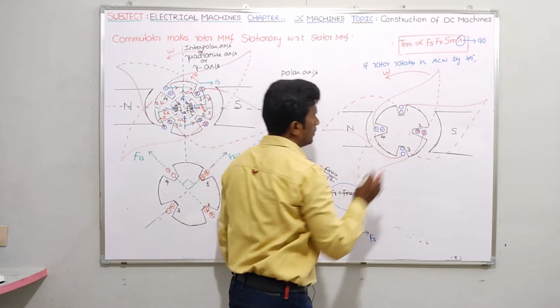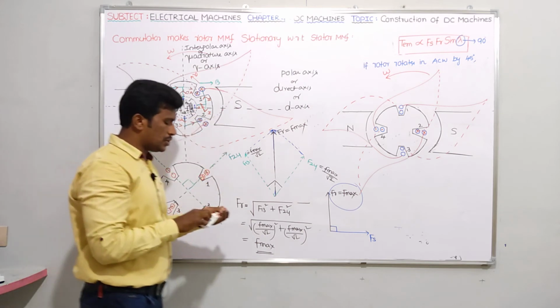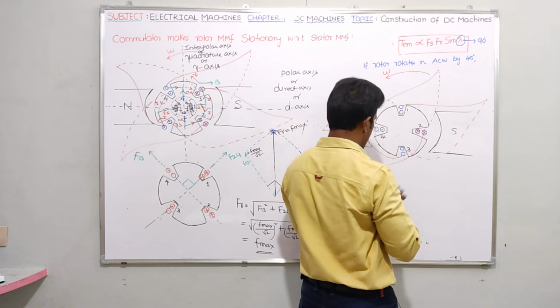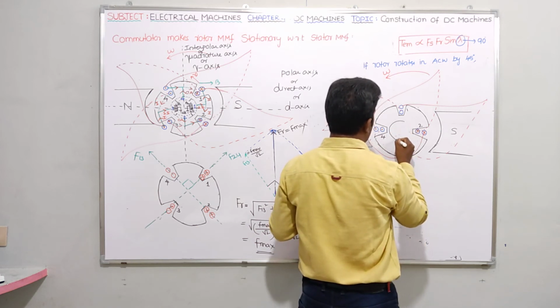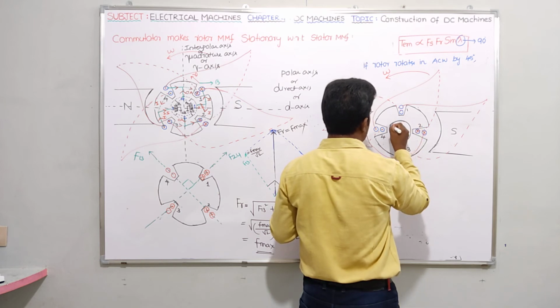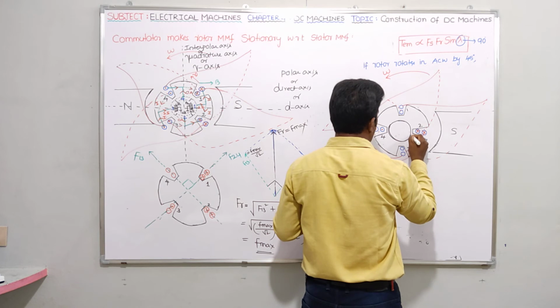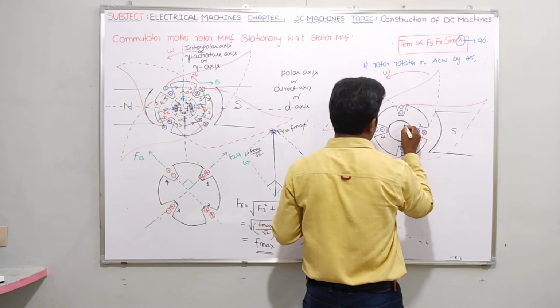Okay, right, this is the thing. Now let me show your commutator also here. Commutator, please let me show commutator here. I already told you commutator will be placed on the rotor, no? Sir, no? Rotor. Right.